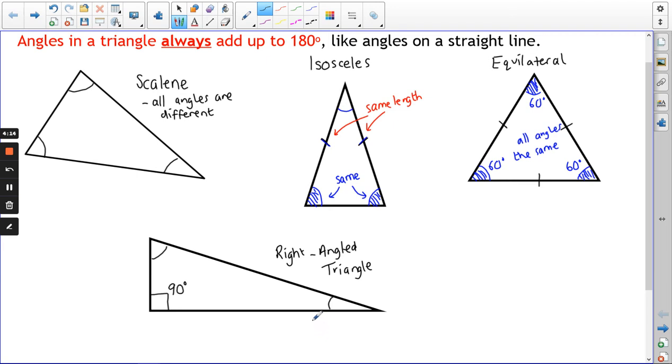But I noticed last week where I gave you questions where there was a 90 degree symbol, a little square, some of you didn't spot it and your answers were wrong by 90 degrees. So anytime you see a little square, remember to include 90 degrees in your workings out.